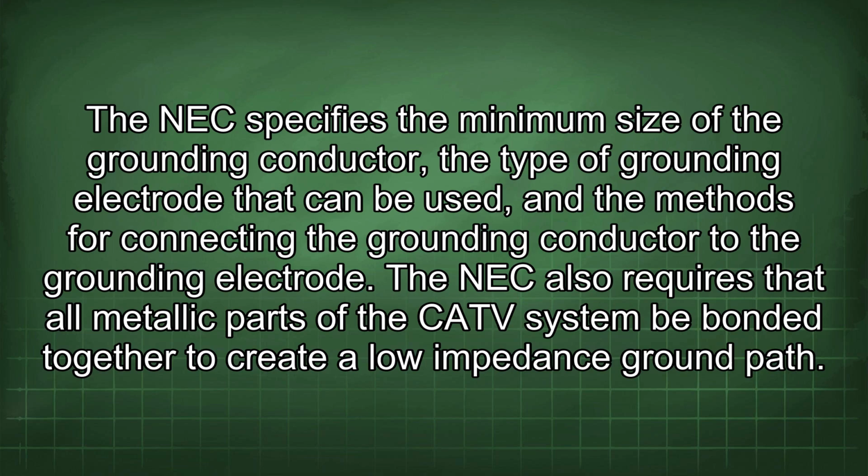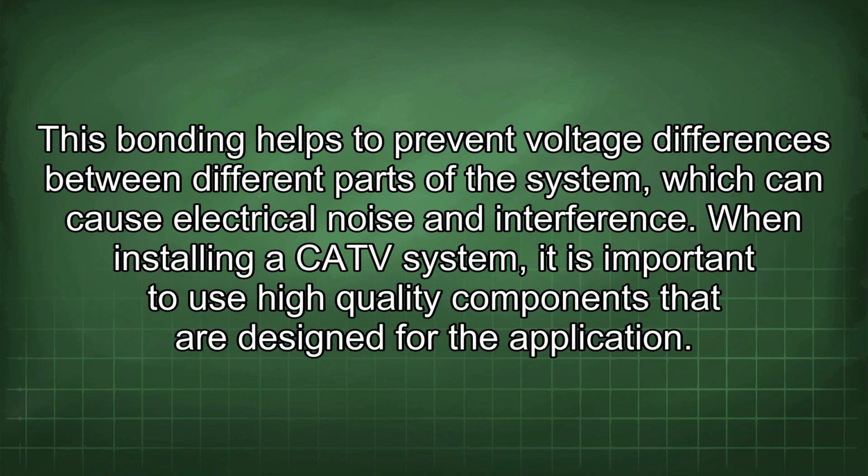The NEC also requires that all metallic parts of the CATV system be bonded together to create a low-impedance ground path. This bonding helps to prevent voltage differences between different parts of the system, which can cause electrical noise and interference. When installing a CATV system, it is important to use high-quality components that are designed for the application.